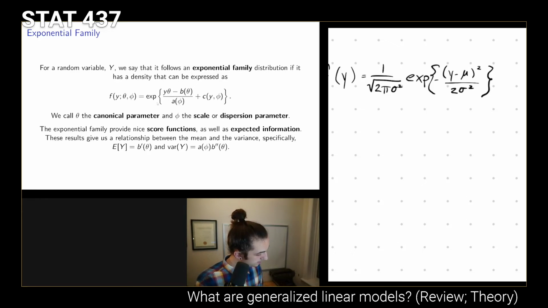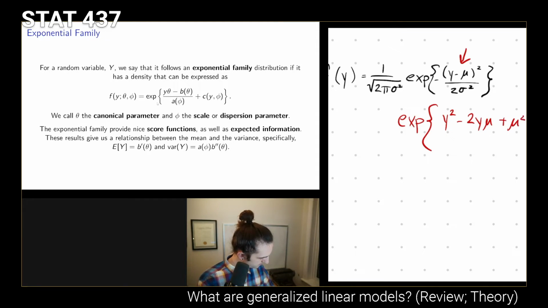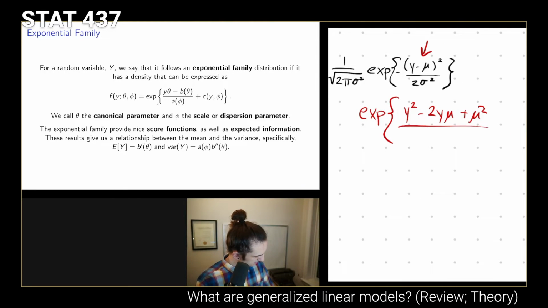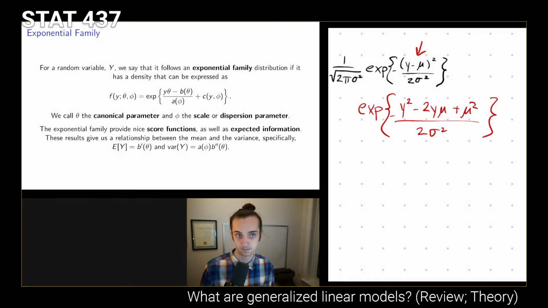And the idea is going to be that we could expand out this term up here. And so we'll have the exponential of, if we do the binomial expansion here, y squared minus 2y mu plus mu squared, divided by 2 sigma squared, right? And so here, if we assume that the variance is known, right?